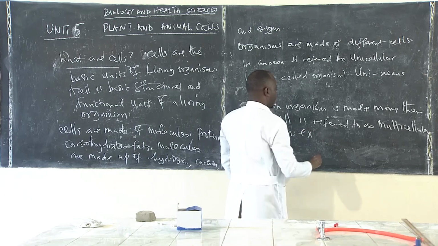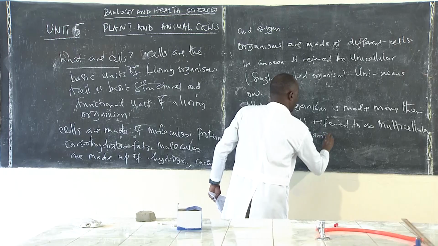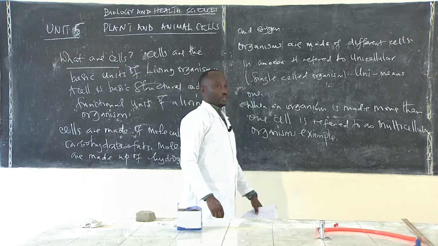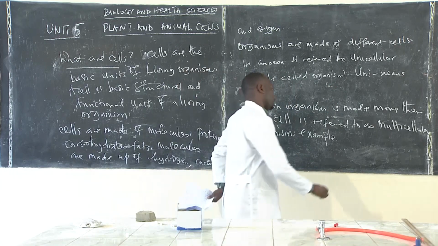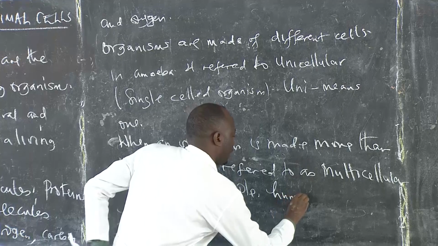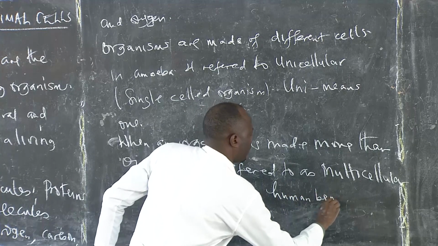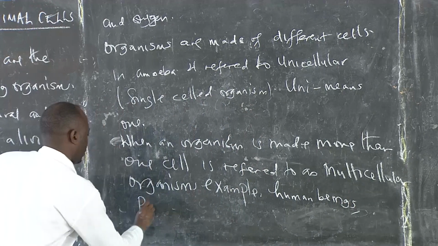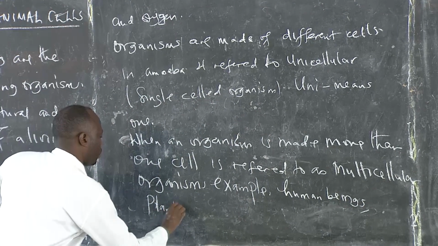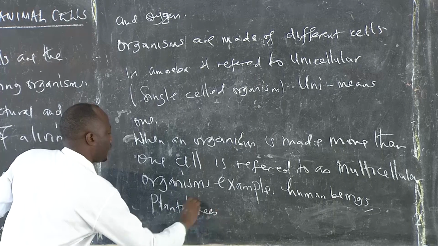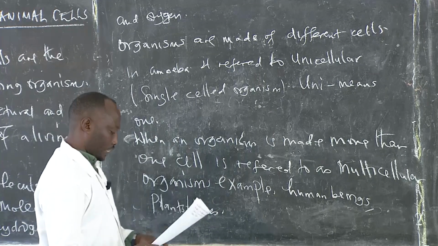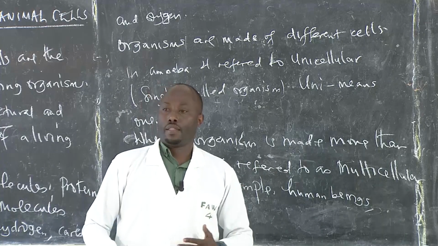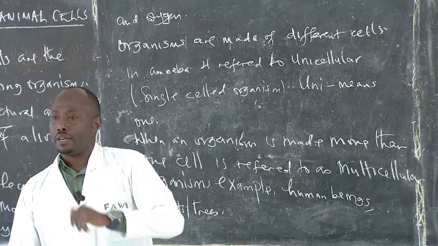Examples of multicellular organisms, let's have examples. Students, let's have examples of multicellular organisms. You can have human beings. Human beings are examples of multicellular organisms. You also have the plants. Plants, you can call them trees, are examples of multicellular organisms. All right? So in this way, we're going to talk about a cell.